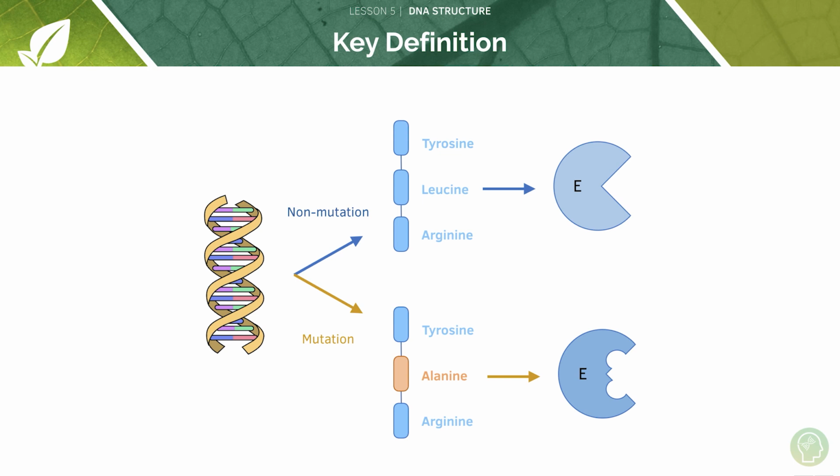Now, this just gives you a further example. So if we have our normal amino acid sequence being produced, we have our enzyme with its specific active site. If it has a mutation where this leucine has mutated into an alanine, then we're going to have a different shaped active site.